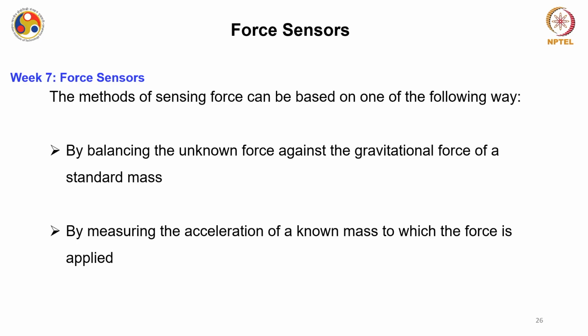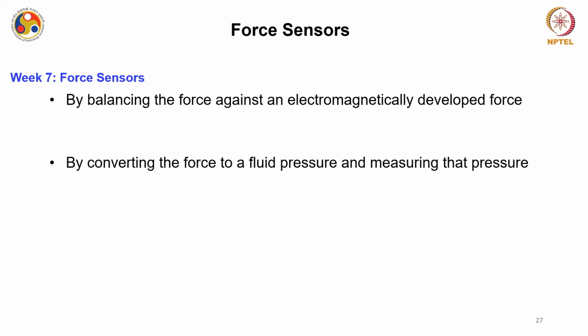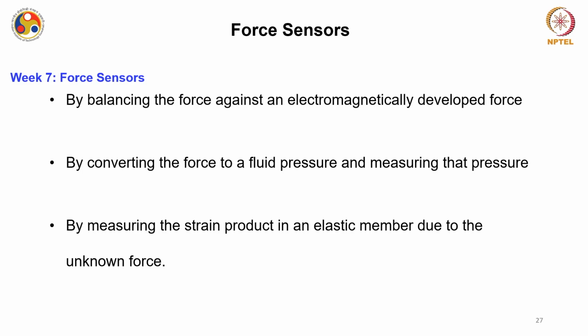So we have seen a number of arrangements, and all these modules are actually interconnected. Mostly the force, pressure and accelerometer modules were connected to each other, so if you understand one module, it will also help you in understanding the other. The two methods we talked about for force detection were balancing the unknown force against the gravitational force of a standard mass, or measuring the acceleration of a known mass to which the force is applied.